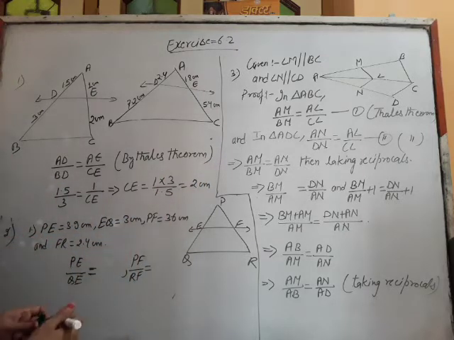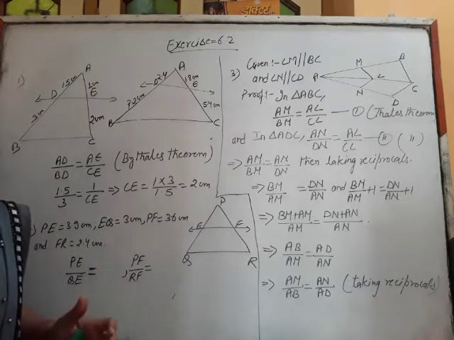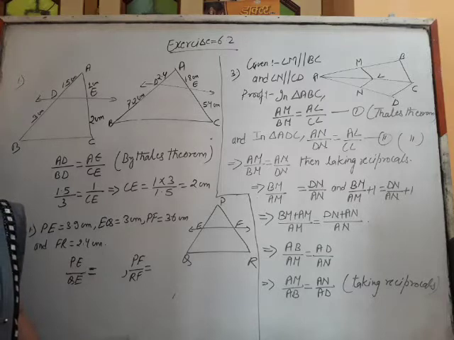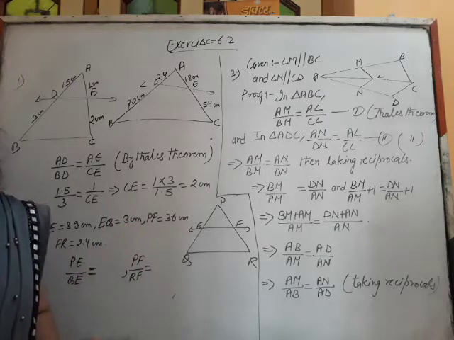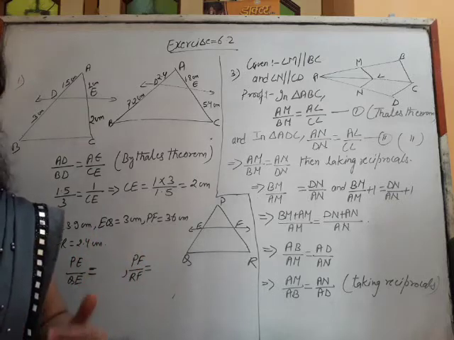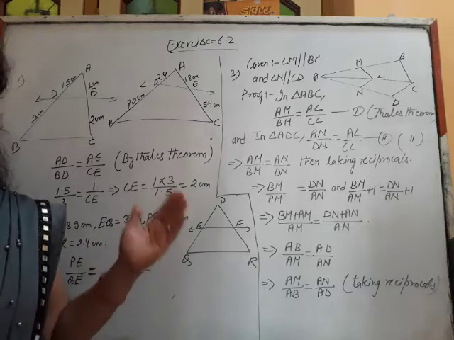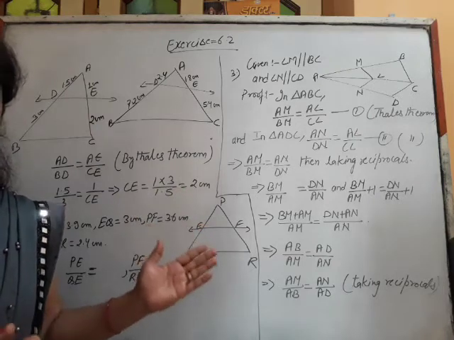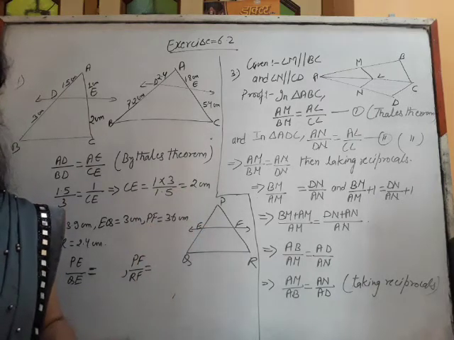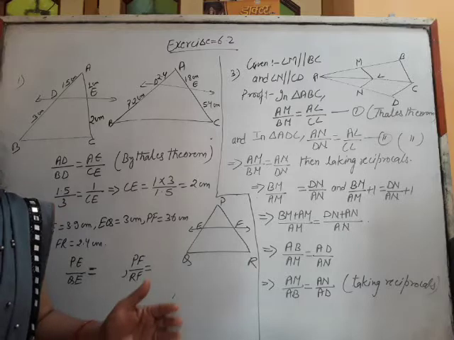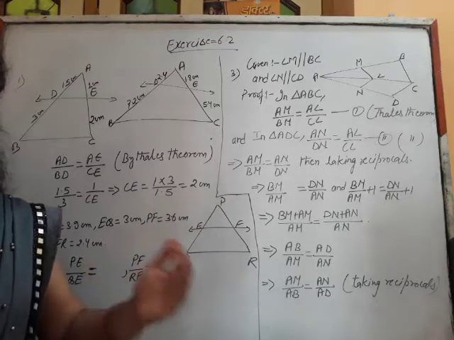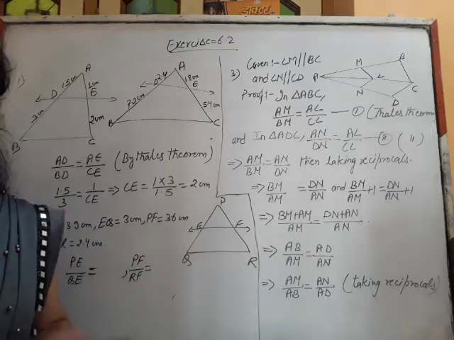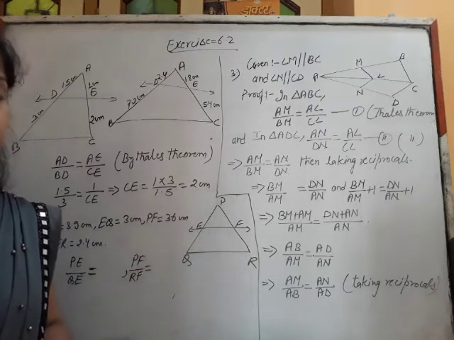Now let us move on to the next question. The next question includes the converse of the Thales theorem. And what is the converse of Thales theorem? The main Thales theorem is: when a line is parallel to one side of a triangle, it divides the other two sides into the same ratio, the same proportion. Similarly, if a line divides two sides in the same ratio, then that line will be parallel to the third side. That is the converse of Thales theorem.